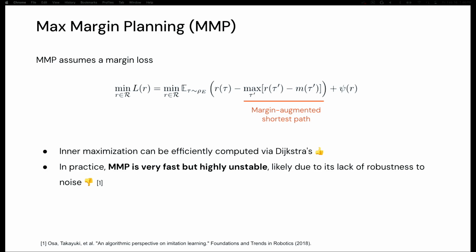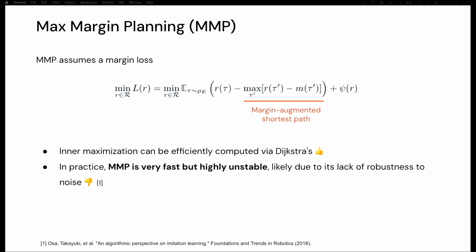Another one, max margin planning or LEARCH, which is the more modern version of it, assumes a margin loss. You can think of this as basically the SVM version of inverse RL. You have a margin loss that attempts to make the expert demonstration trajectory better than all other trajectories by some type of margin. This method really lacks robustness to noise and is rarely used in practice, pretty similar to how SVM is rarely used in practice nowadays too.